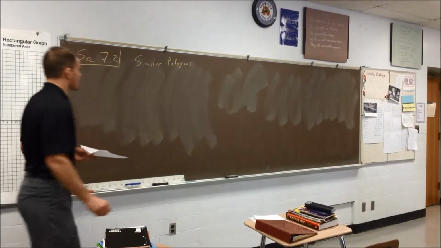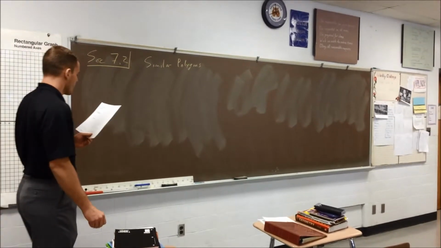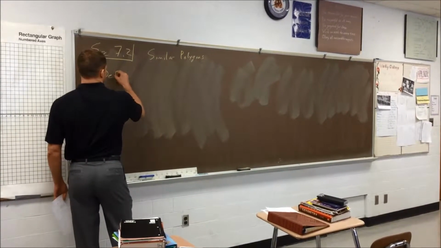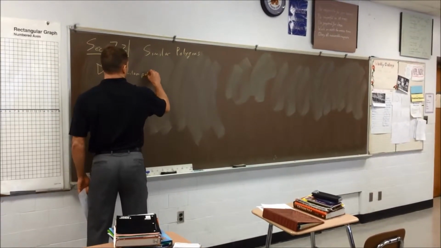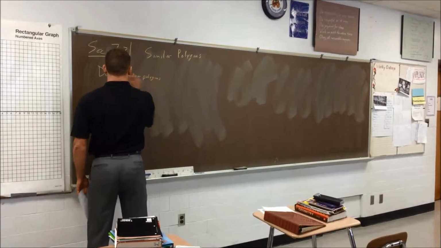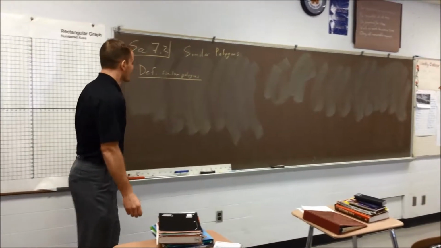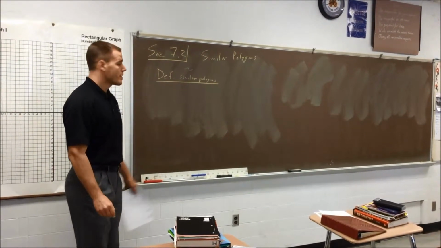All right, section 7.2, similar polygons. We're going to start with the definition of similar polygons. The symbol for similar is just a squiggle, just a tilde.